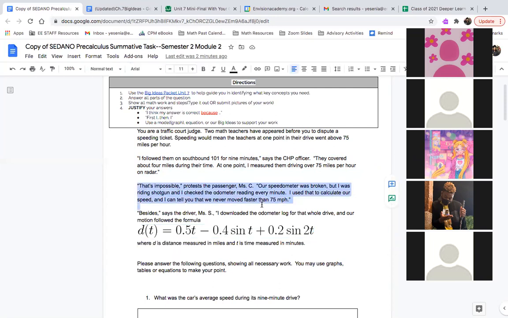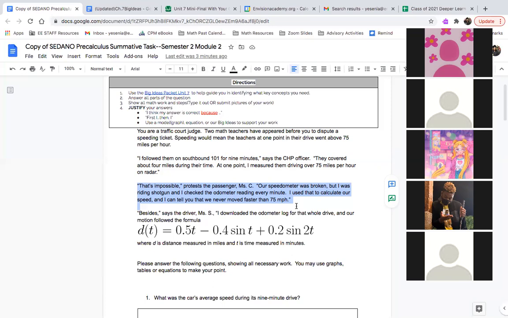Then again, Miss C says that's impossible. They acknowledge that their speedometer was broken, the thing that tells you how fast you're going when you're driving. But because she was riding shotgun, she had something else called an odometer, and it says reading every minute. That means she was calculating the speed every minute, like between 1 and 2 minutes, between 2 and 3 minutes. So she was using 2 points and calculating the average speed, which is what Miss C did.